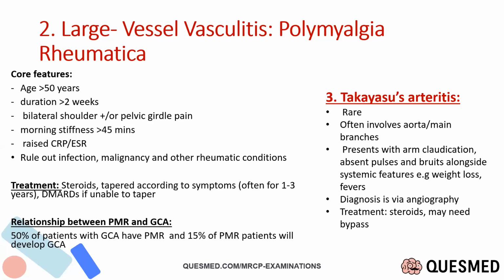And there's that relationship between PMR and GCA that's really important. So 50% of patients with GCA get PMR, and 15% of PMR patients will develop GCA.